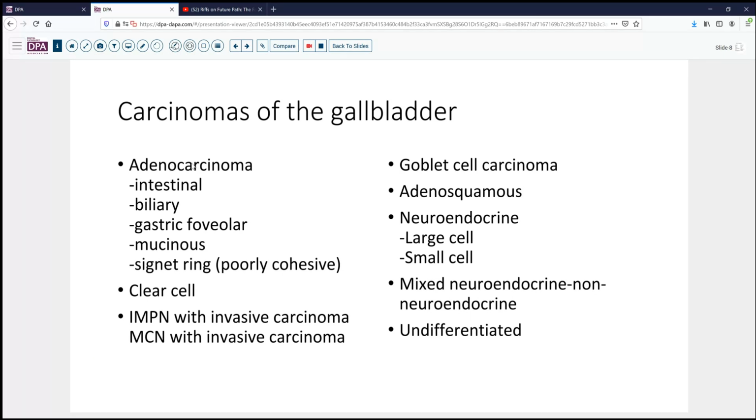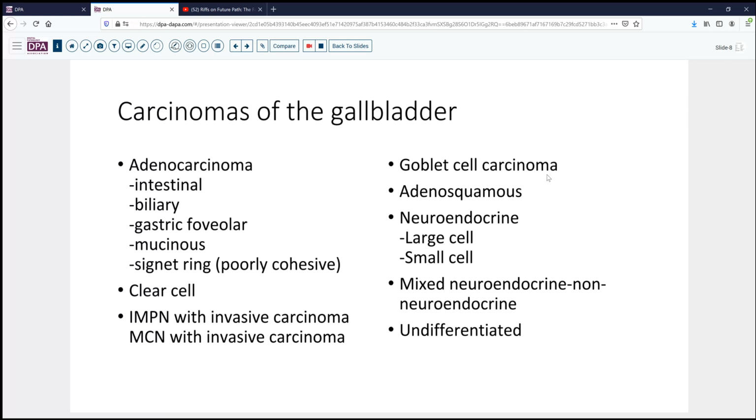There are intestinal type carcinomas, which look much like those you'd see in the lower GI tract, as well as biliary type carcinoma. Some gastric foveolar type cells can also become neoplastic. And then we have pure mucinous or mixed mucinous and signet ring or poorly cohesive carcinomas, much as we see in other areas of the upper GI tract. Rarely clear cell carcinomas have been reported in this location. And then some lesions which we usually think of as being primarily pancreatic, such as IPMN or mucinous cystic neoplasm, can also present in the gallbladder with or without an associated invasive carcinoma.